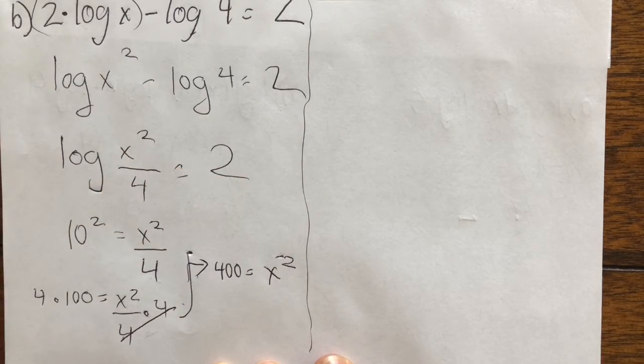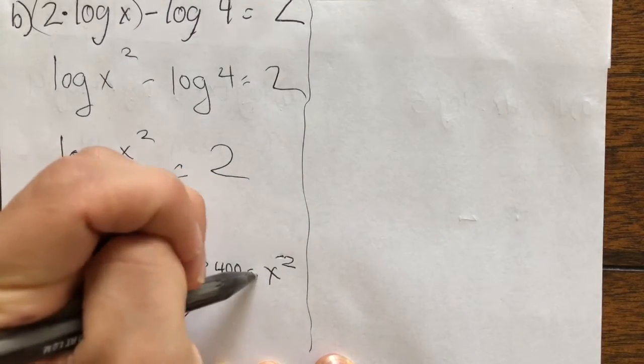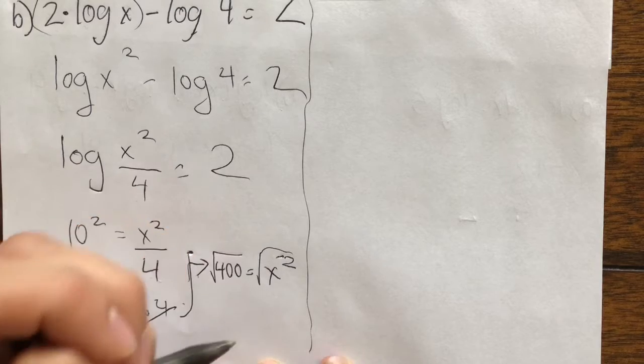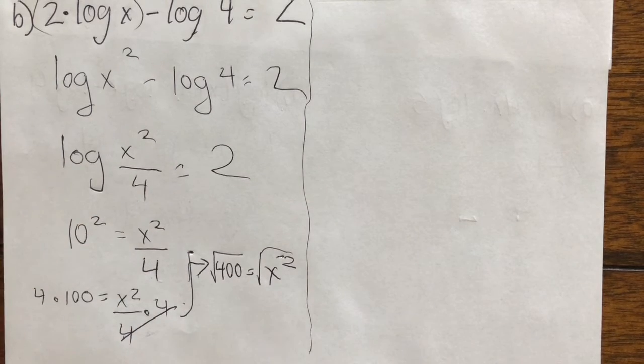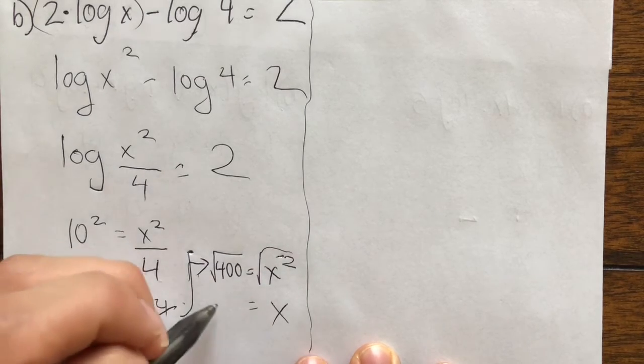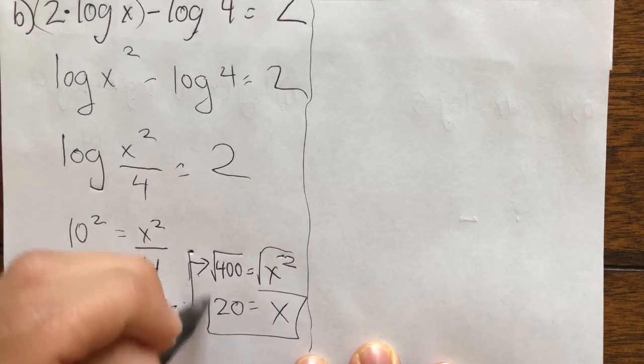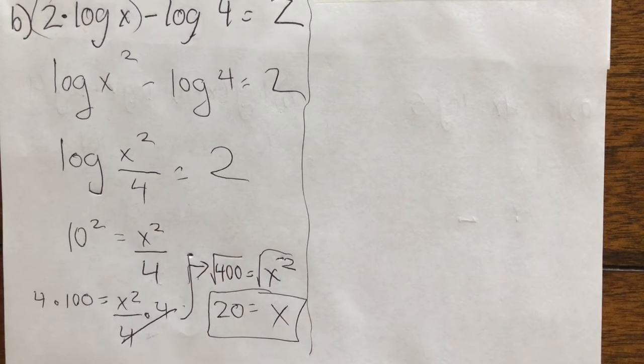All right. So now I'm going to take the square root of both sides. And let's think like a calculator. We're only going to use the positive version, not the negative. So I have x to the second power. If I square root that, I just get an x. So the square root of 400 is going to be 20. So my final answer is going to be 20.